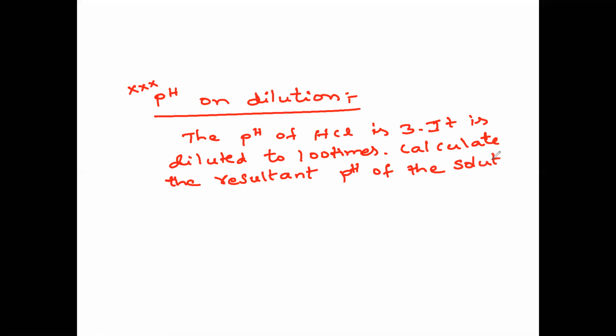Why I'm writing this numerical is so that you can understand what happens to pH on dilution. The pH of HCl is 3. It is diluted 100 times. Calculate the resultant pH of the solution.